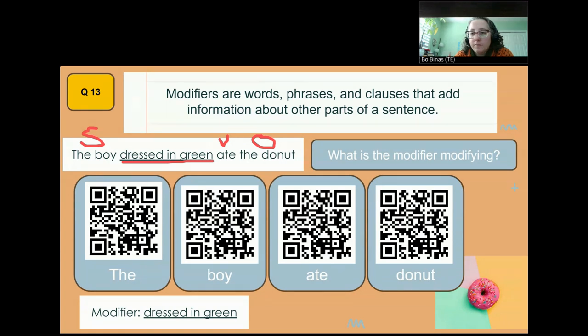Okay. So, dressed in green, closest to the boy. He's the one who's dressed in green. So remember, modifiers are adding information to other parts of the sentence, so it's being more specific. Okay? It's not just any boy. It's the boy dressed in green. Okay? So we have more information. It's more specific. We know exactly who they're talking about. All right. And everyone got this one right. Yes. Love it. Okay. We still got time.